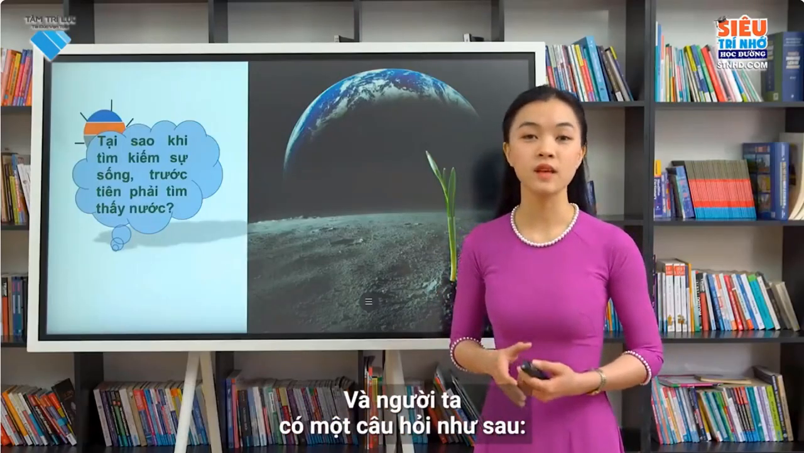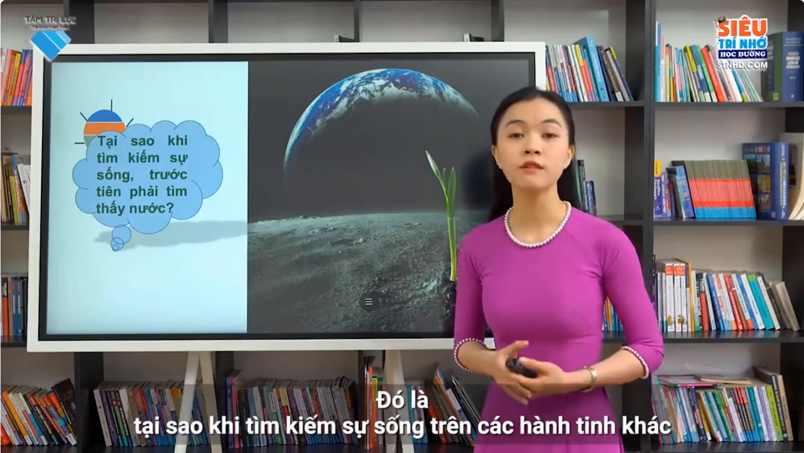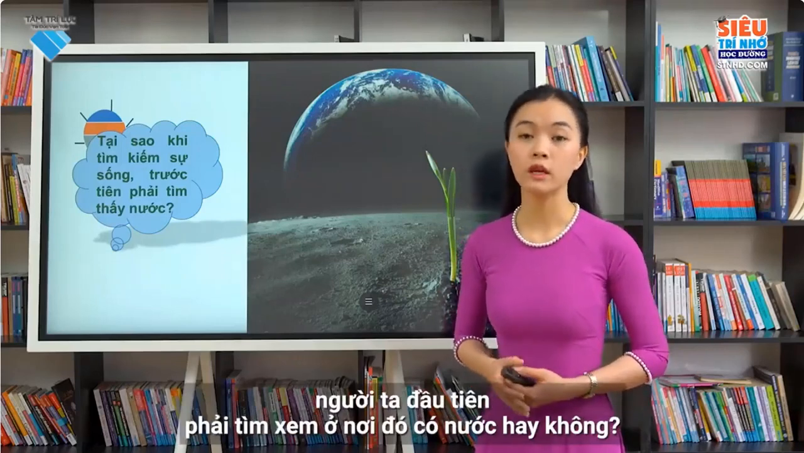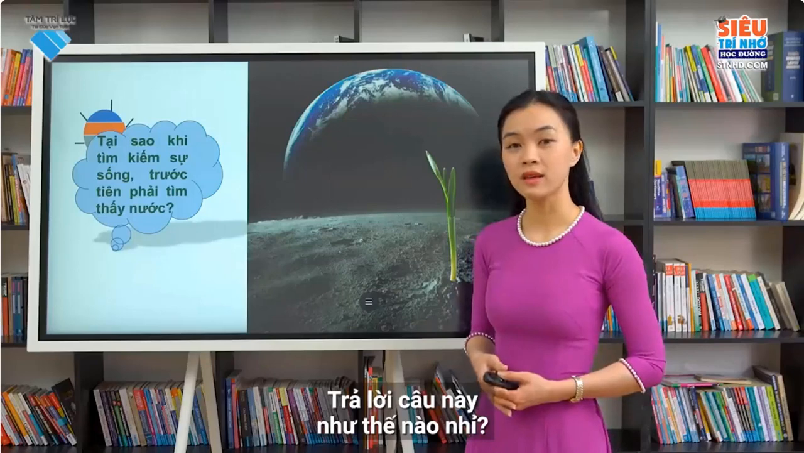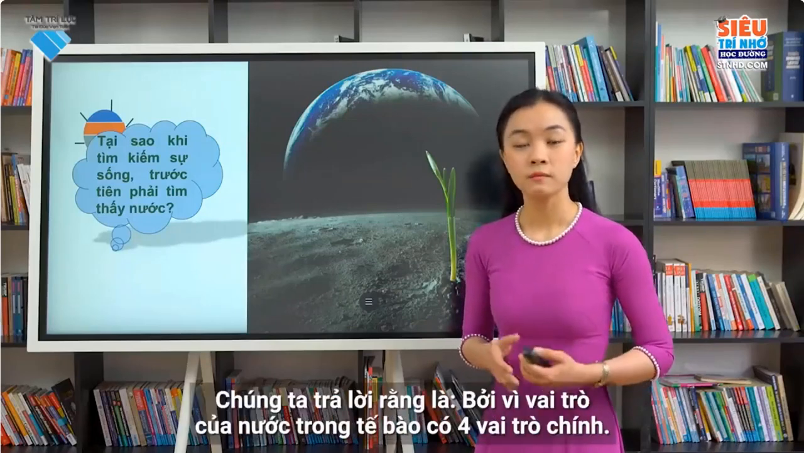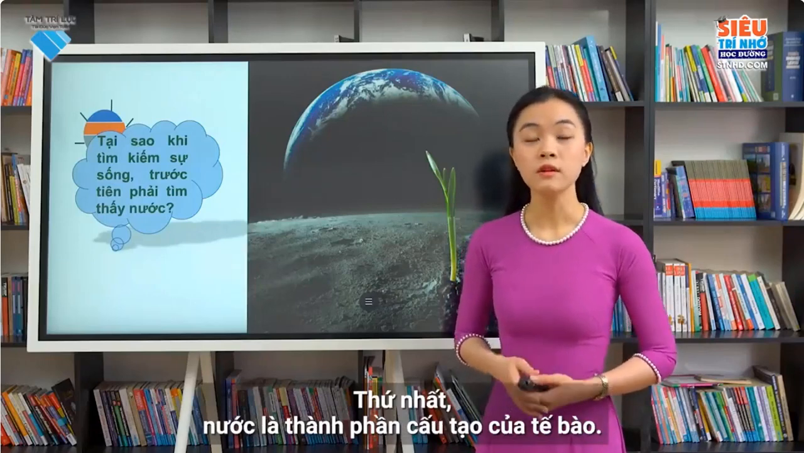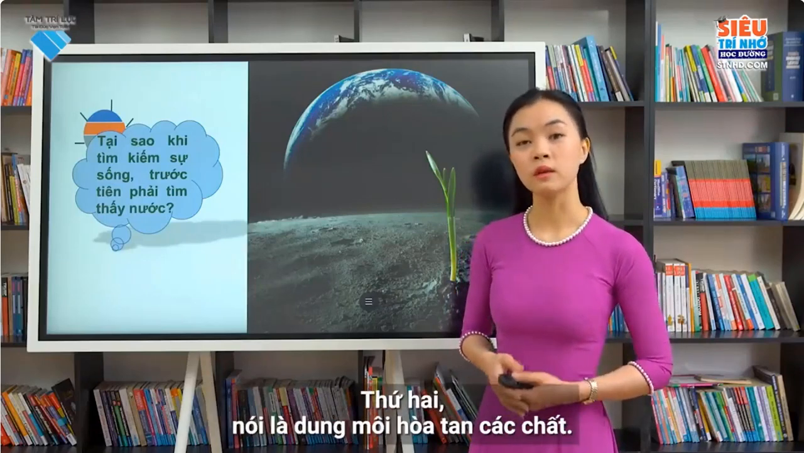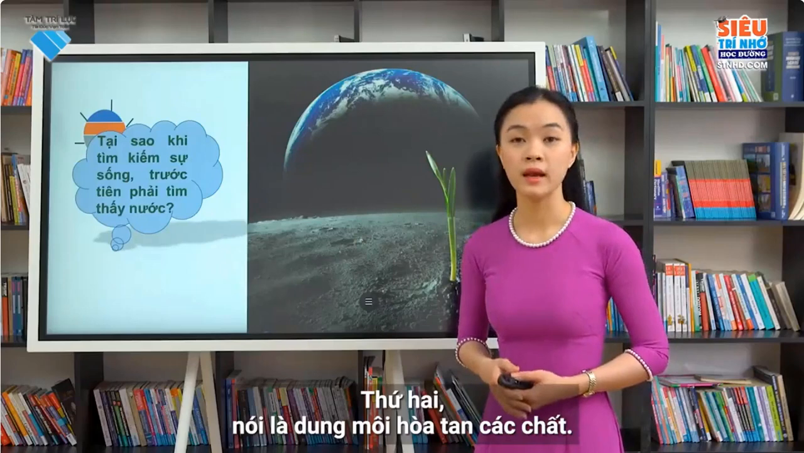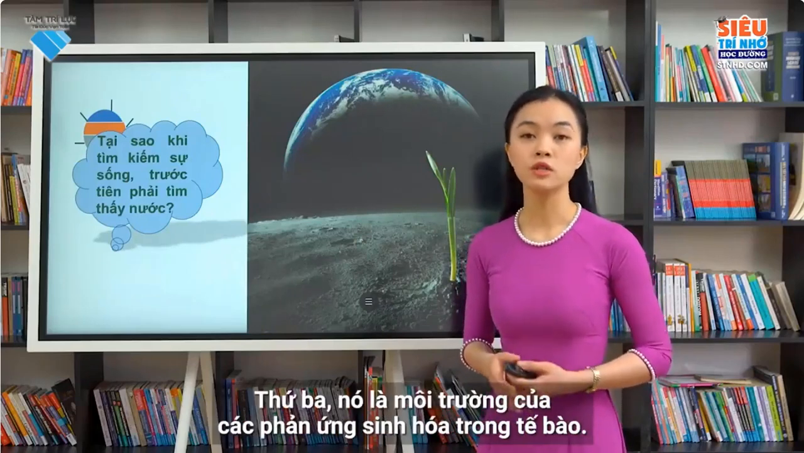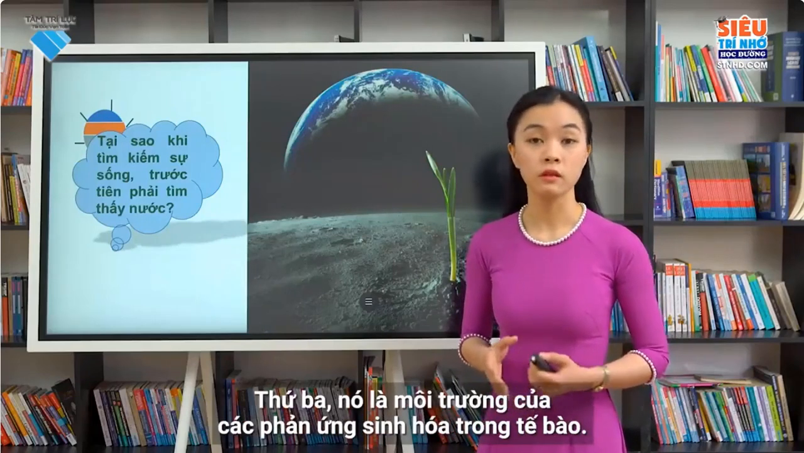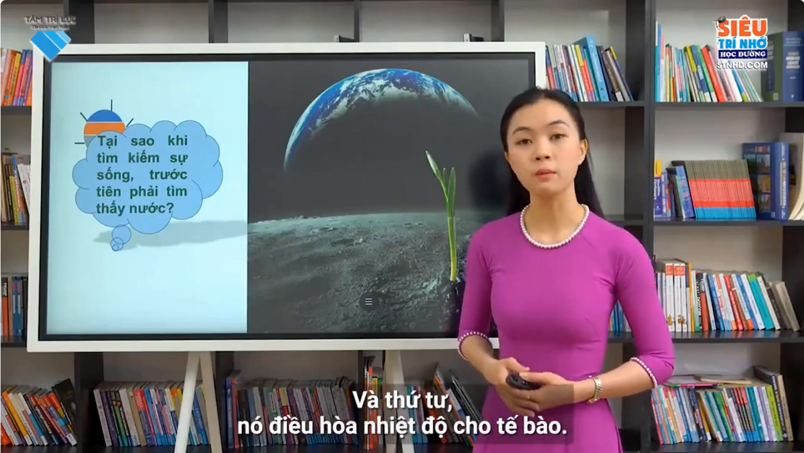There is a question. When looking for life on other planets, why must people first figure out if there is water? How will we answer this question? We will answer that because water has 4 main roles. Firstly, water is the structural component of cells. Secondly, it is the solvent that dissolves substances. Thirdly, it is the medium of biochemical reactions in the cell. Fourthly, it regulates the cell's temperature.